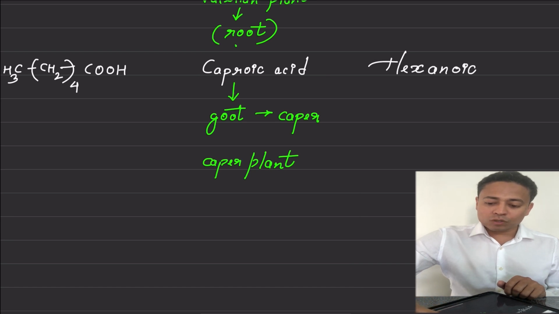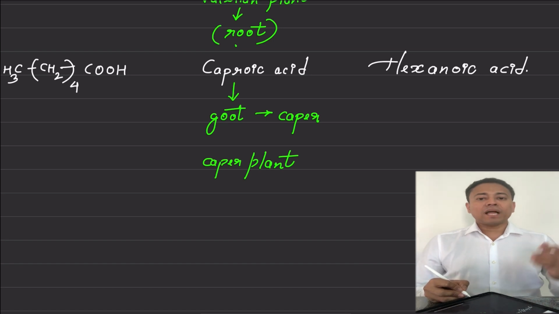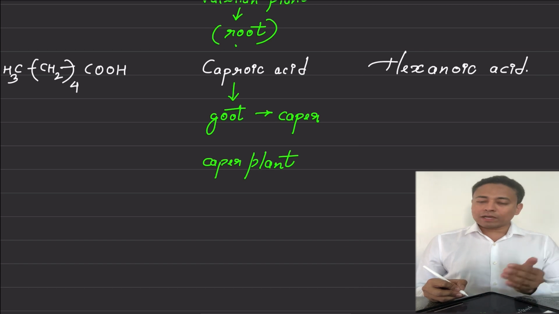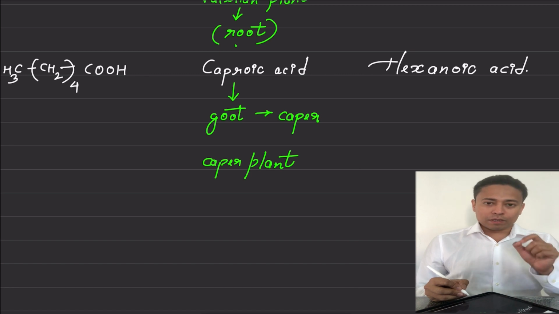the E by oic acid, so it becomes hexanoic acid. This is how you can name all these organic compounds, common name as well as IUPAC, in a very simple and easy manner, and I'm sure all of you will remember these names.